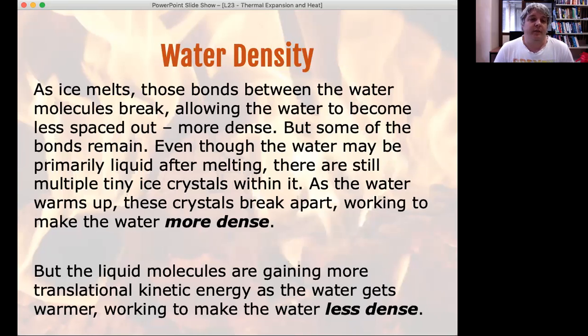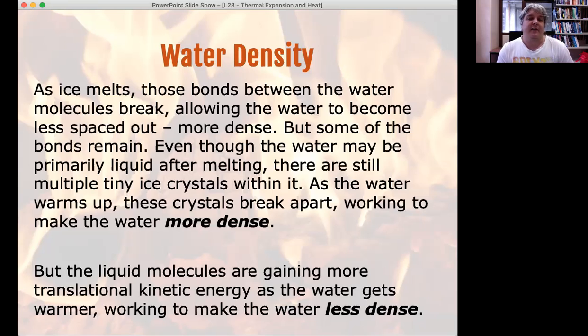As ice melts, the bonds between the water molecules break, becoming less spaced out and more dense. That's going back the other way now. So the ice block is melting, the bonds break, the water molecules can fill in those big hexagonal empty spots and become more dense, and so the water becomes more dense overall, liquid water being more dense than ice.